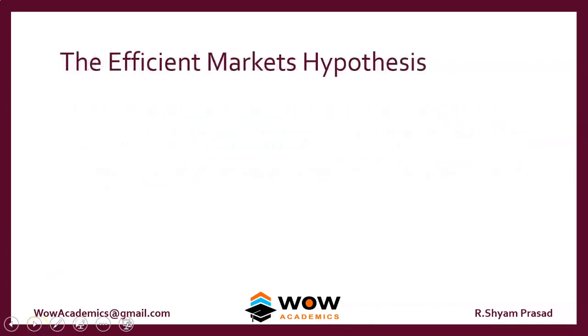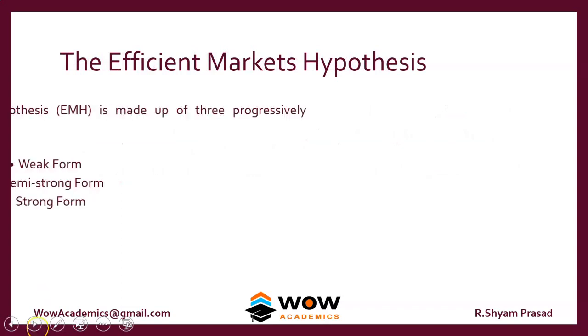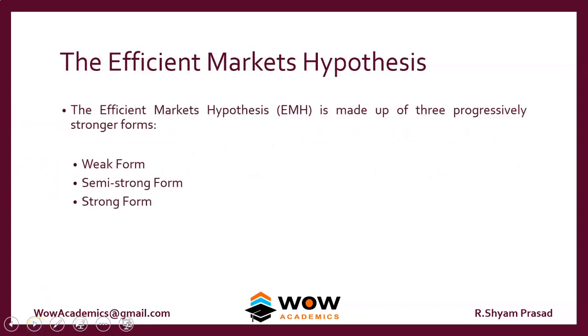So there's something called the efficient market hypothesis. The efficient market hypothesis states that there are three forms of efficient markets. Together, these three forms constitute the efficient market hypothesis. We'll discuss what these three market forms are. The first one is called the weak form, the second the semi-strong form, and the third the strong form.